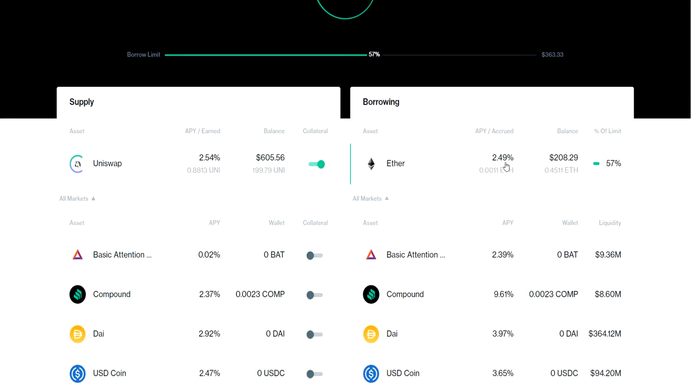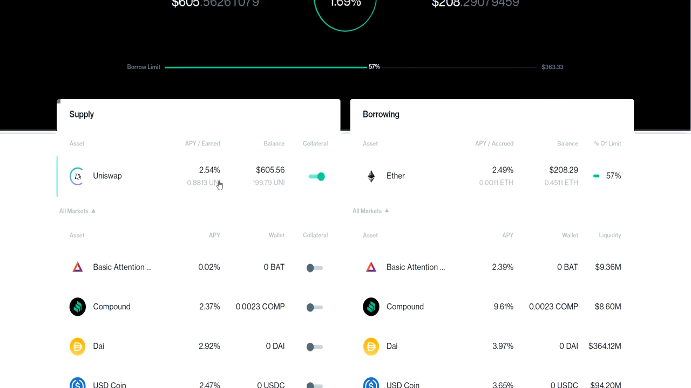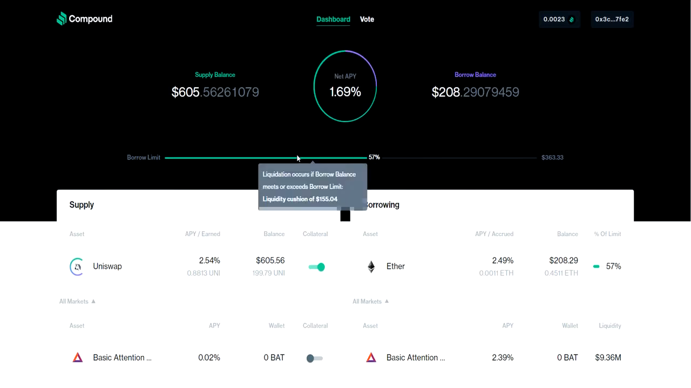Now, the price of ETH doesn't matter about this. The price of ETH might go up or down, but I will always owe the same amount of ETH. So you have to think in the units of what you owe. I'm going to have to give back the same amount of ETH, 0.4511 ETH, to this borrowing. So it doesn't matter what the value of ETH is, but it does matter what the value of ETH is versus the value of Uniswap, because that's how Compound Finance works: it compares the US dollar value of what you supply versus what you owe.